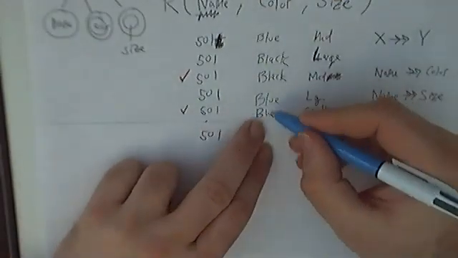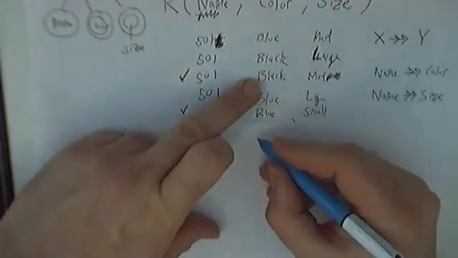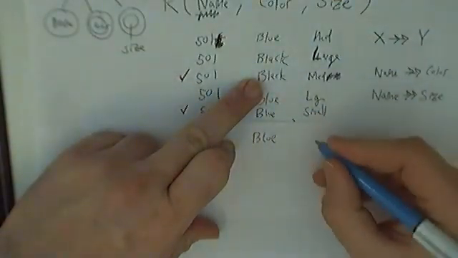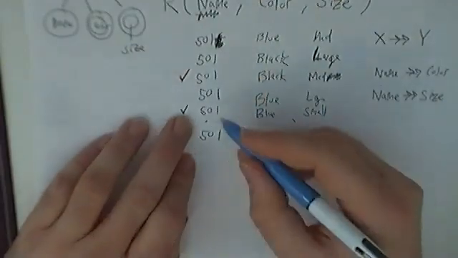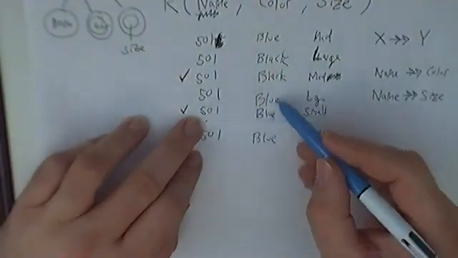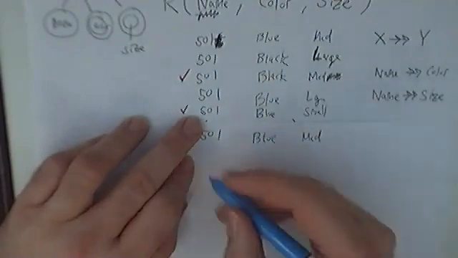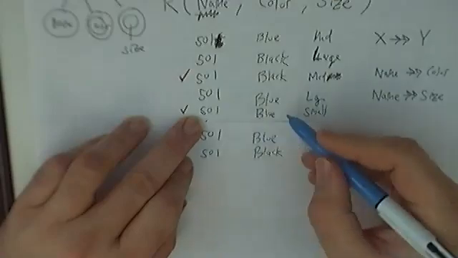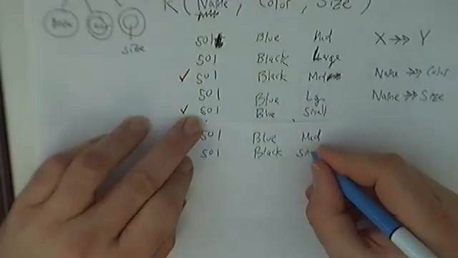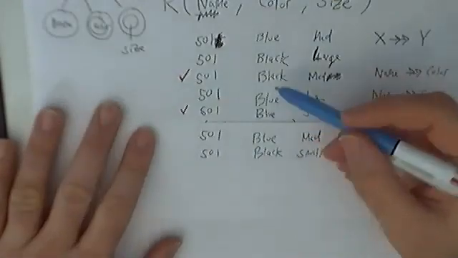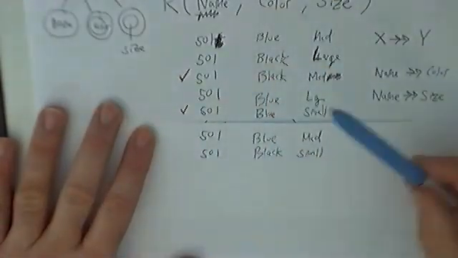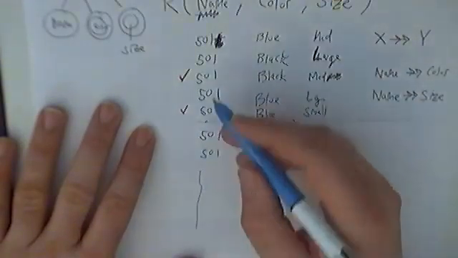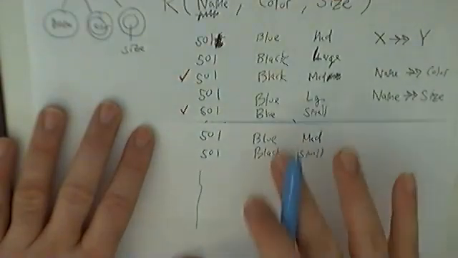Now black gets swapped for blue in this tuple up here, so then we get blue and medium. And then blue gets swapped for black in this one here, 501, black, and small. And what will happen here is if you apply this fixed point again, you're going to fill in all the combinations by the definition of the multi-value dependency.